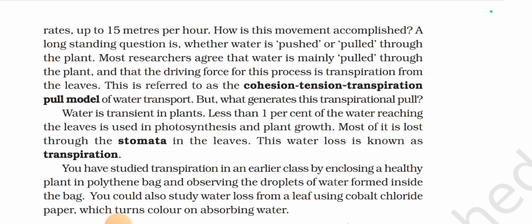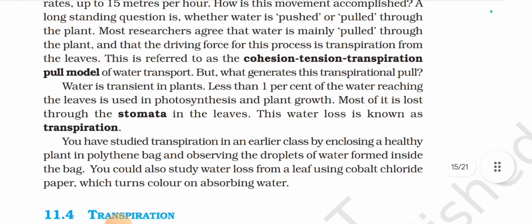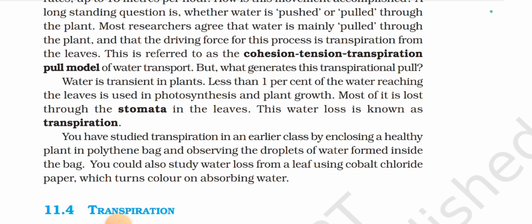But what generates this transpirational pull? Water is transient in plants. Water कैसा होता है, transient होता है in plant में. Less than 1% of water reaching leaves is used in photosynthesis. मतलब 1% से भी कम होता है जो वाटर यूज होता है photosynthesis में and plant growth में.